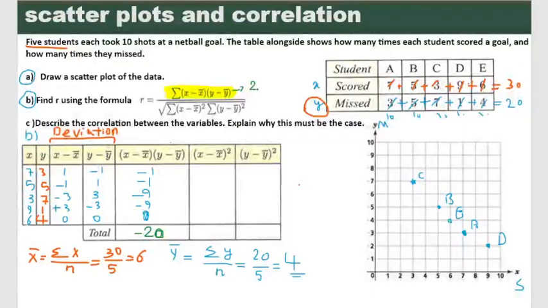So I find the numerator of this formula. Now I will go for the next column that says raise this deviation to the power of 2. So the second column to the power of 2. 1 to the power of 2 gives me 1, negative 1 to the power of 2, 1, negative 3 to the power of 2, which is 9, and 3 to the power of 2 gives me 9, and the last row would be 0. Again, I have here 20.